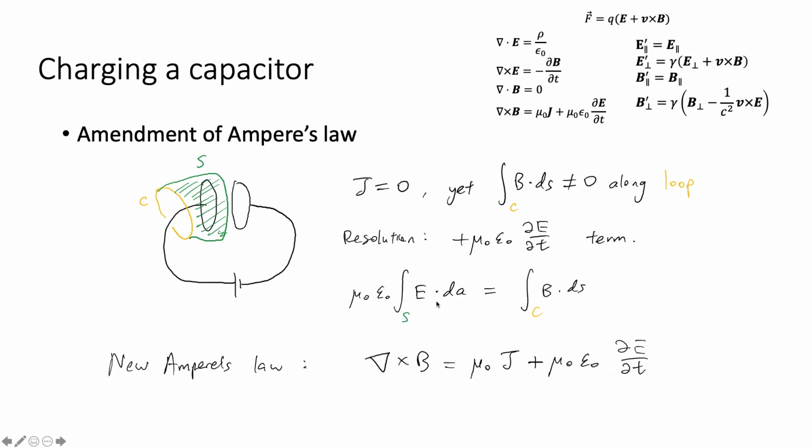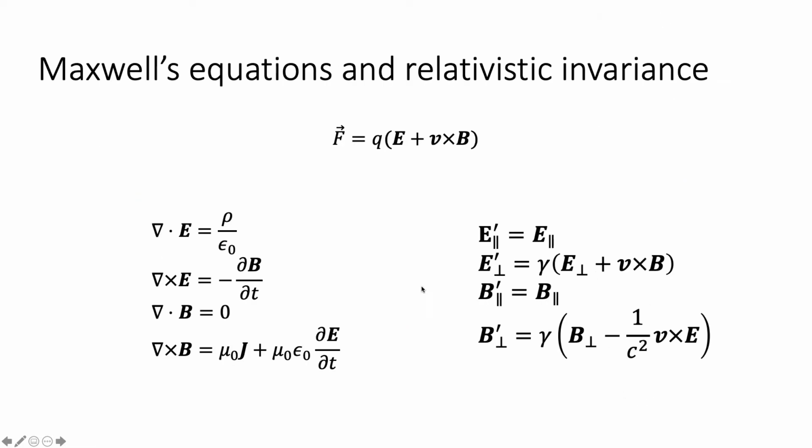So now, this new term E dot dA, realize that there should be a time derivative here, I'm sorry. We realize that this new term now accounts for the magnetic field along loop C. So the new Ampere's law after Stokes' theorem is now curl of B equals current density plus the change in electric field with respect to time. And with these four, we are complete. Maxwell's equations are complete.